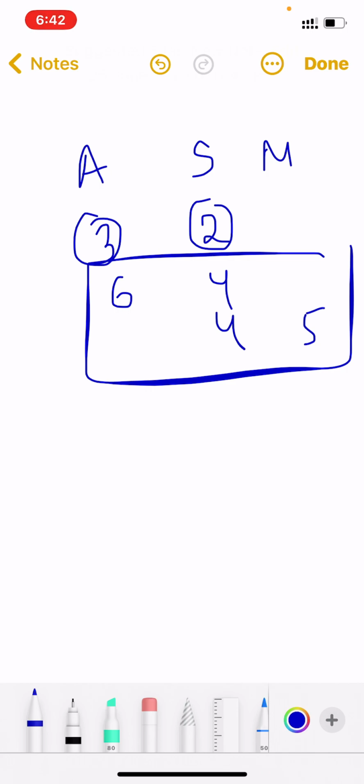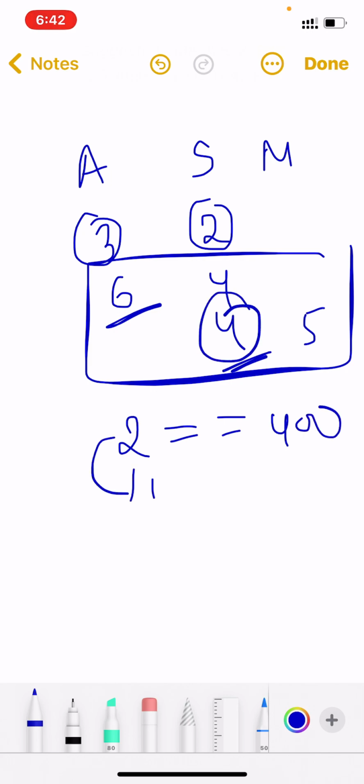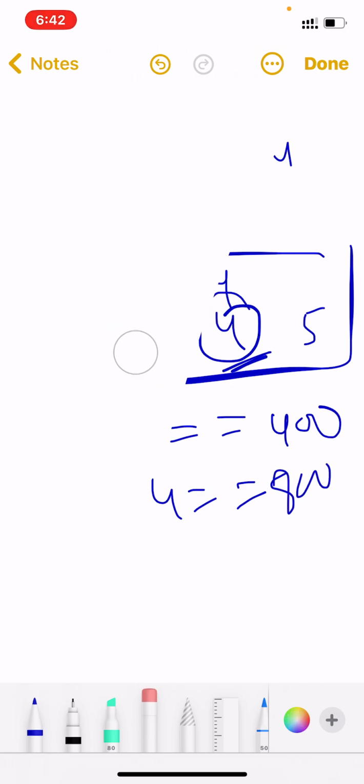Okay. Now it is given that the difference between the largest and the smallest, so this is the largest, this is the smallest, it is 2 and this is given equal to 400. Then Sunil's share is 4, so multiply this by 2. So 2 equals 400, so 4 equals 800. That's it. This is the answer.